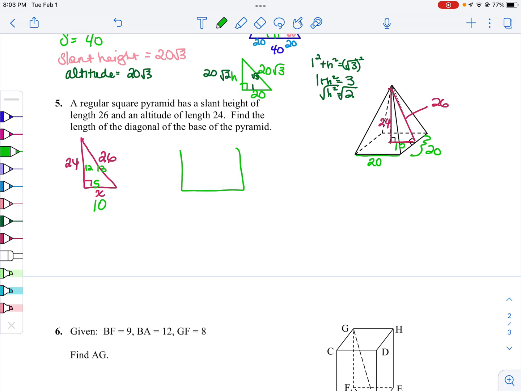If I want the diagonal of my base, I'm looking for the length of the diagonal of this square. 20 by 20, I want this length. If I draw that in my picture, it's going to go across here. 20, 20, and we have that little right angle in there. We have a special right triangle hiding in here. 45, 45, 90. X, x, x root 2. So that diagonal's length is 20 root 2.